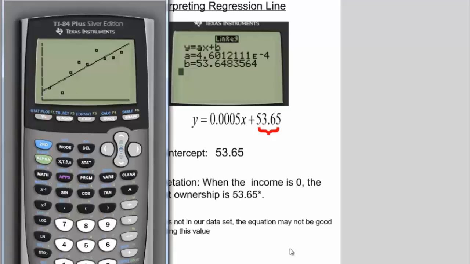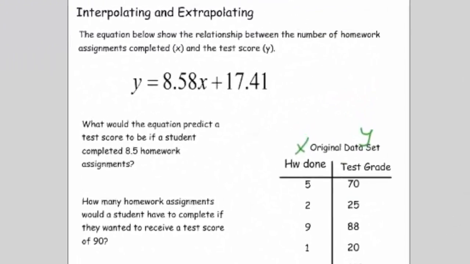my y-intercept here. Okay, now we're going to use the regression equation in order to do what we call interpolating and extrapolating. So if we want to use the regression equation in order to predict values, let's say that a student does 8.5 homework assignments, they did 8 total assignments and then half of an assignment, what test score would we assume that they would get? Now, we're not going to go back to the scatter plot for this. We're actually just going to go back to the line of regression.